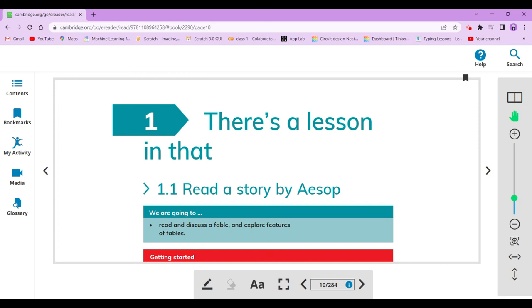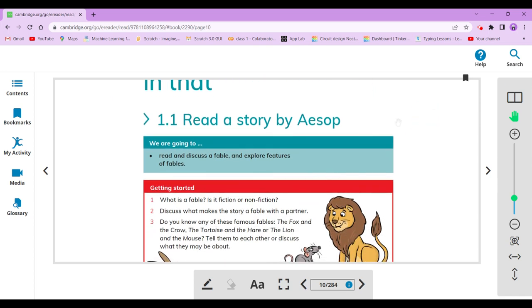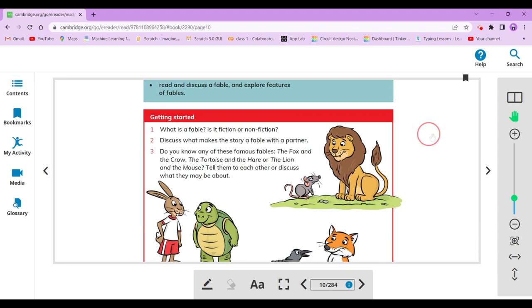Welcome to English for Beginners, where today we are going to start the first lesson of this book. There's a lesson in that. We are going to read and discuss a fable and explore features of a fable.